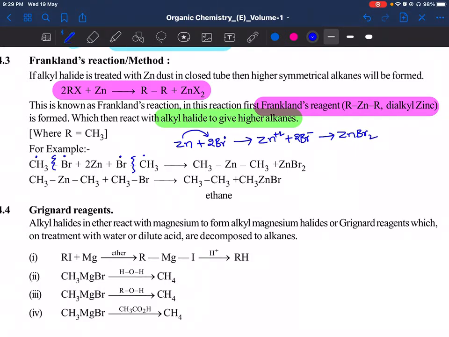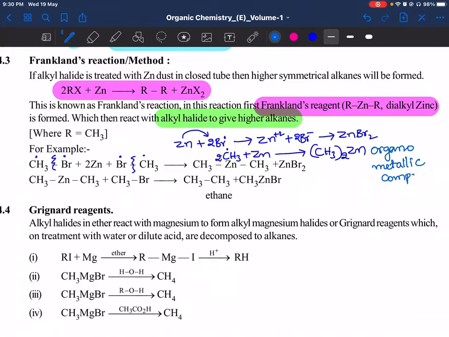And one more zinc. Here, two CH3 radicals are there, two methyl radicals. These two methyl radicals combine with zinc, which has outermost 2 electrons, forming an organometallic compound, that is dialkyl zinc. Organometallic compound is forming.